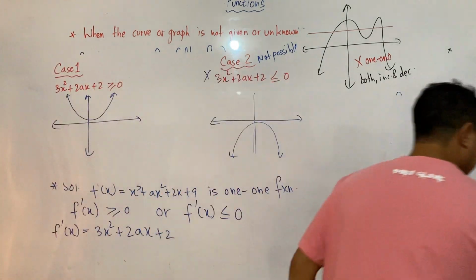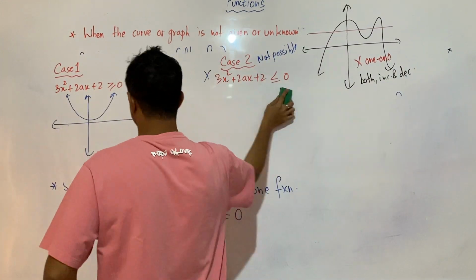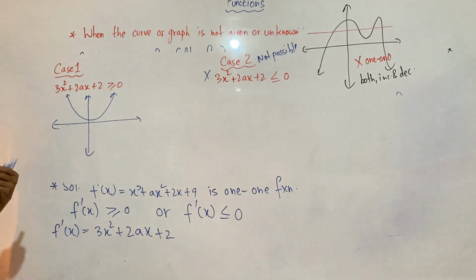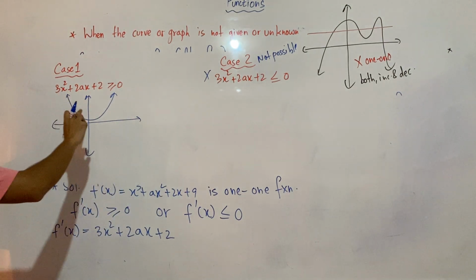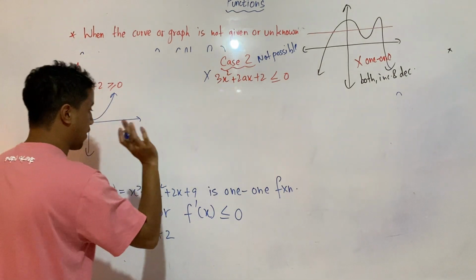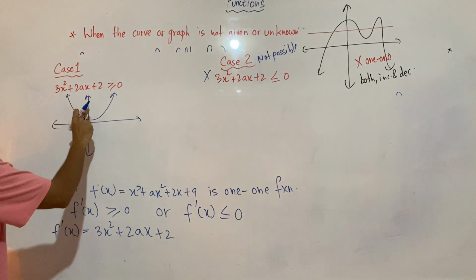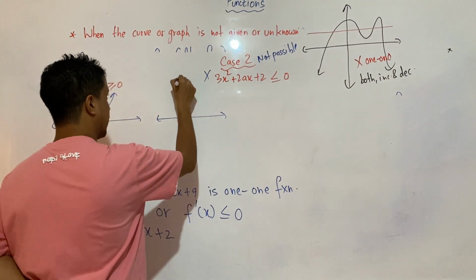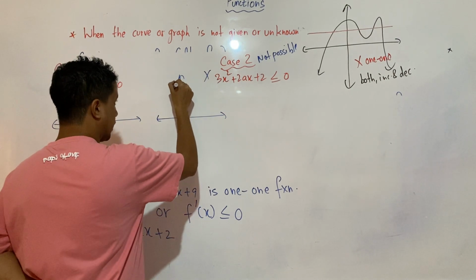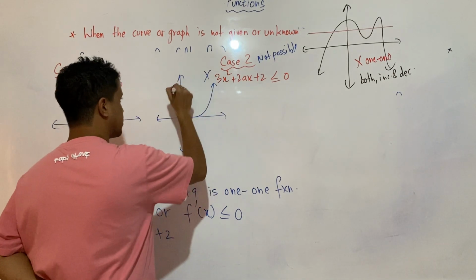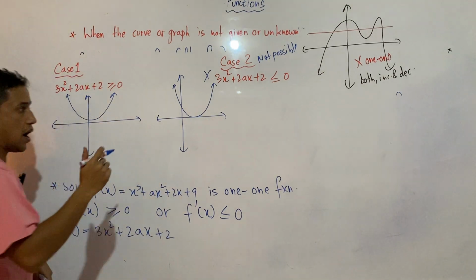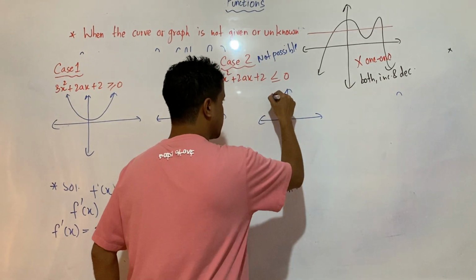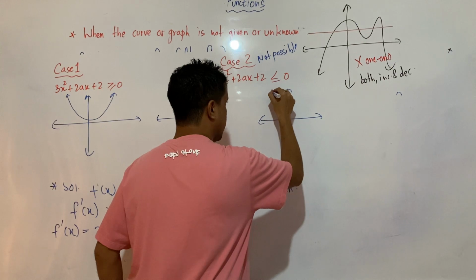Now, if this is possible, see here, then what would happen? If it is an upward parabola, only two conditions will be possible, either like this or like this. Why am I saying this? Now, the third condition that you may think would be this. See here, this is not possible.